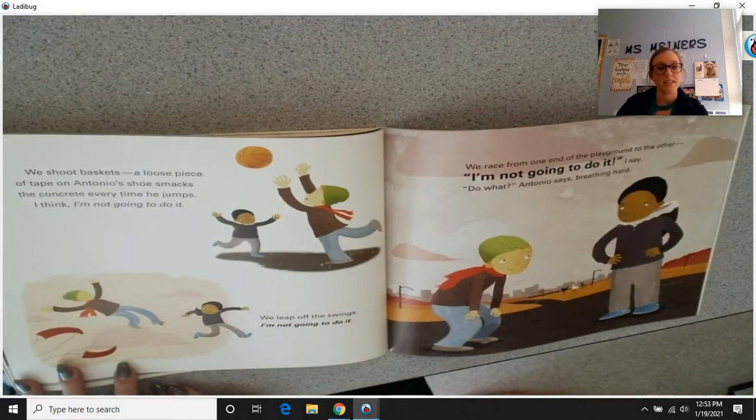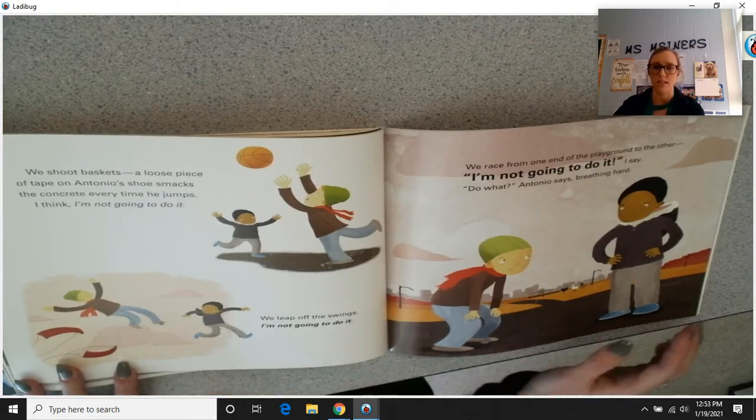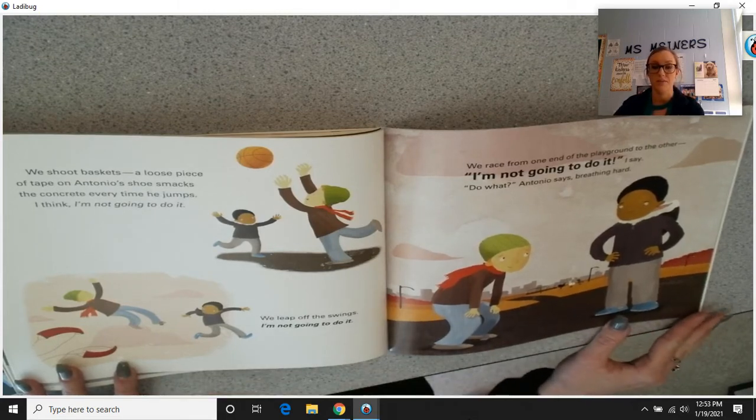We shoot baskets. A loose piece of tape on Antonio's shoe smacks the concrete every time he jumps. I'm not going to do it. We leap off the swings. I'm not going to do it. We race from one end of the playground to the other. I'm not going to do it, I say. Do what? Antonio says, breathing hard.